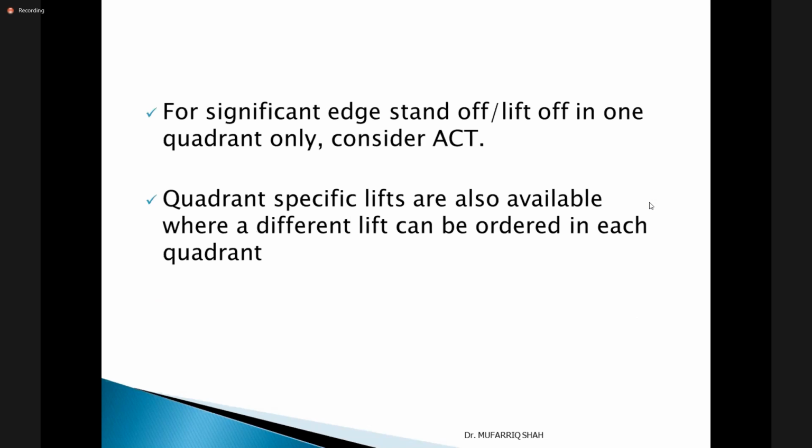For significant edge standoff or lift off in one quadrant only, consider asymmetric corneal technology. Now, through pictures, we will see where we should apply the toric peripheral technology and in which cases we should apply the asymmetric corneal technology. Quadrant-specific lifts are also available, where a different lift can be ordered in each quadrant.